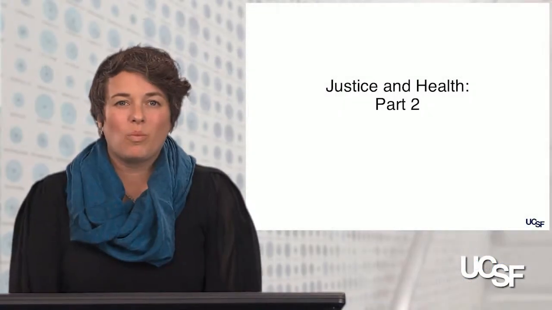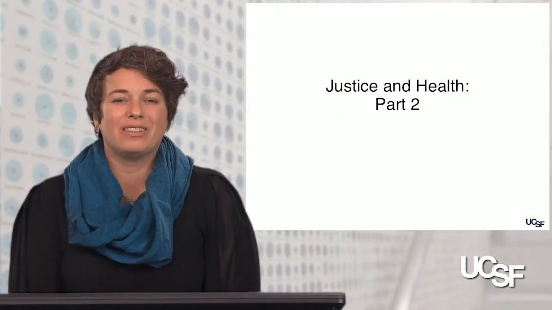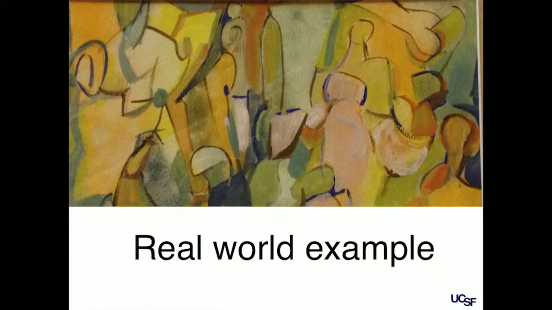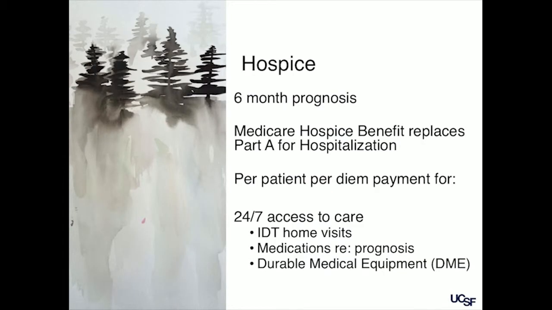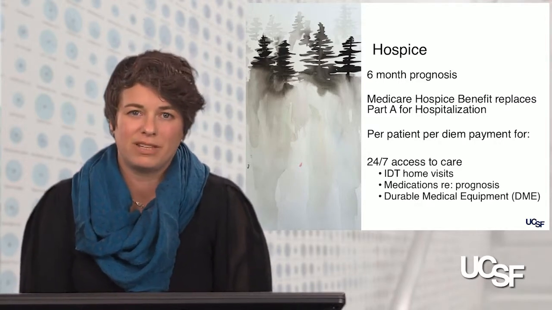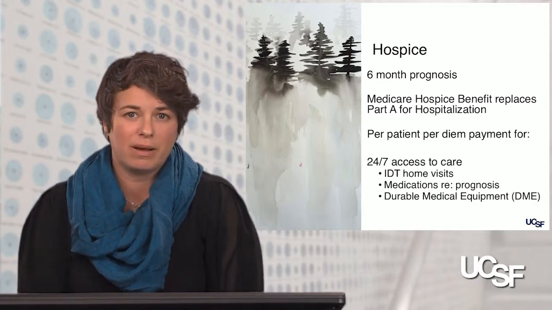In this next part, we're going to talk about justice in some real-world examples. So, for a number of years, I worked in a community-based hospice. For those of you who aren't familiar, hospice is a model of palliative care in the United States for people with a 6-month prognosis. So 2 physicians have to attest that they wouldn't be surprised if this patient died within the next 6 months.